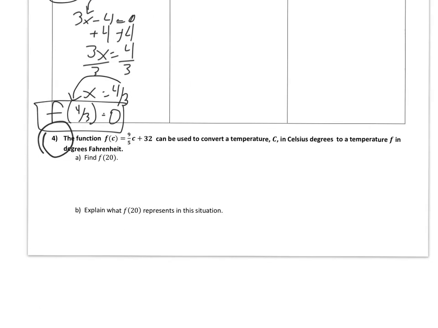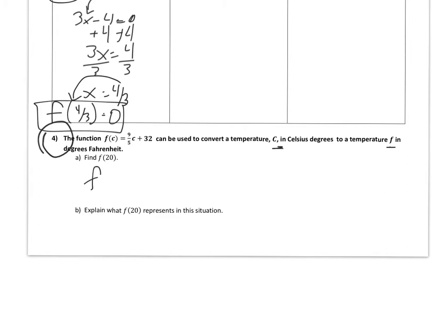Now take a look at 4, our first word problem. I know what you're thinking, it's tough, it's a word problem, but treat it just like every other problem. Inputs and outputs. And then read the problem, which tells you what to actually do here. So it says the function f of c equals 9/5 c plus 32 can be used to convert temperature Celsius into temperature Fahrenheit. Okay, so that's all we're doing. We're going from temperature Celsius to temperature Fahrenheit, and maybe reverse if we're given an output compared to an input.